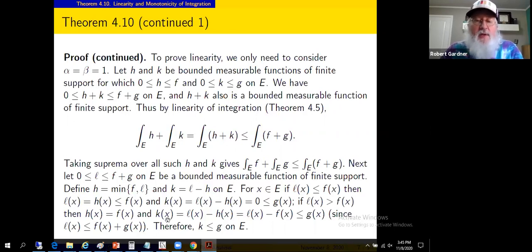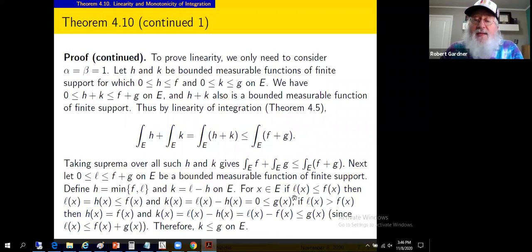About k of x, let's see, that'll be L of x minus h of x. We just observed that h of x equals f of x. So substitute that in here. We'll get L of x minus f of x. And the claim is that's less than or equal to g of x, and here's why. We chose L of x to be less than or equal to f of x plus g of x. Subtract f of x from both sides, and it gives exactly this. So the punchline here is k of x is less than or equal to g of x.